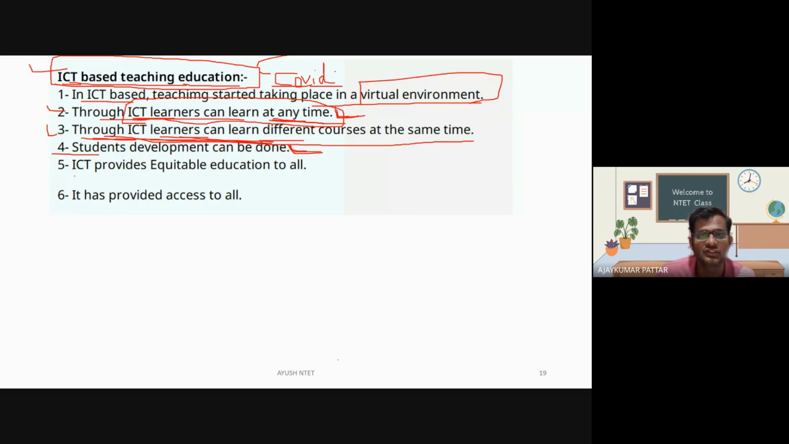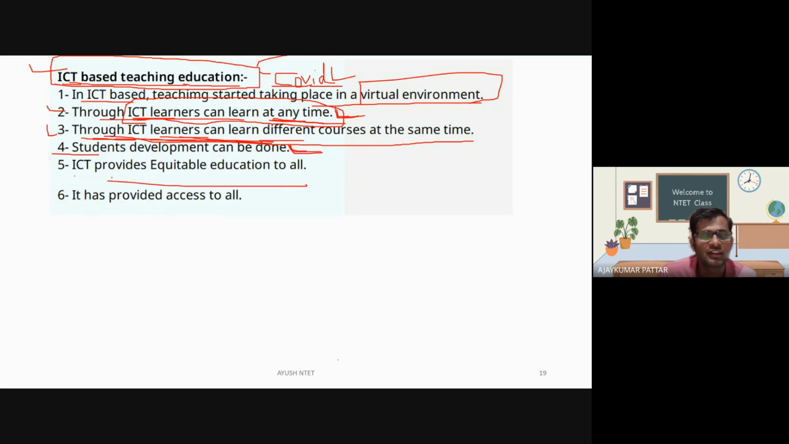But in that type of situation also, wherever you are, that place only, this ICT will give the education. That is the importance of this ICT based teaching education. ICT means information communication technology. So this education method provides equitable education to all.